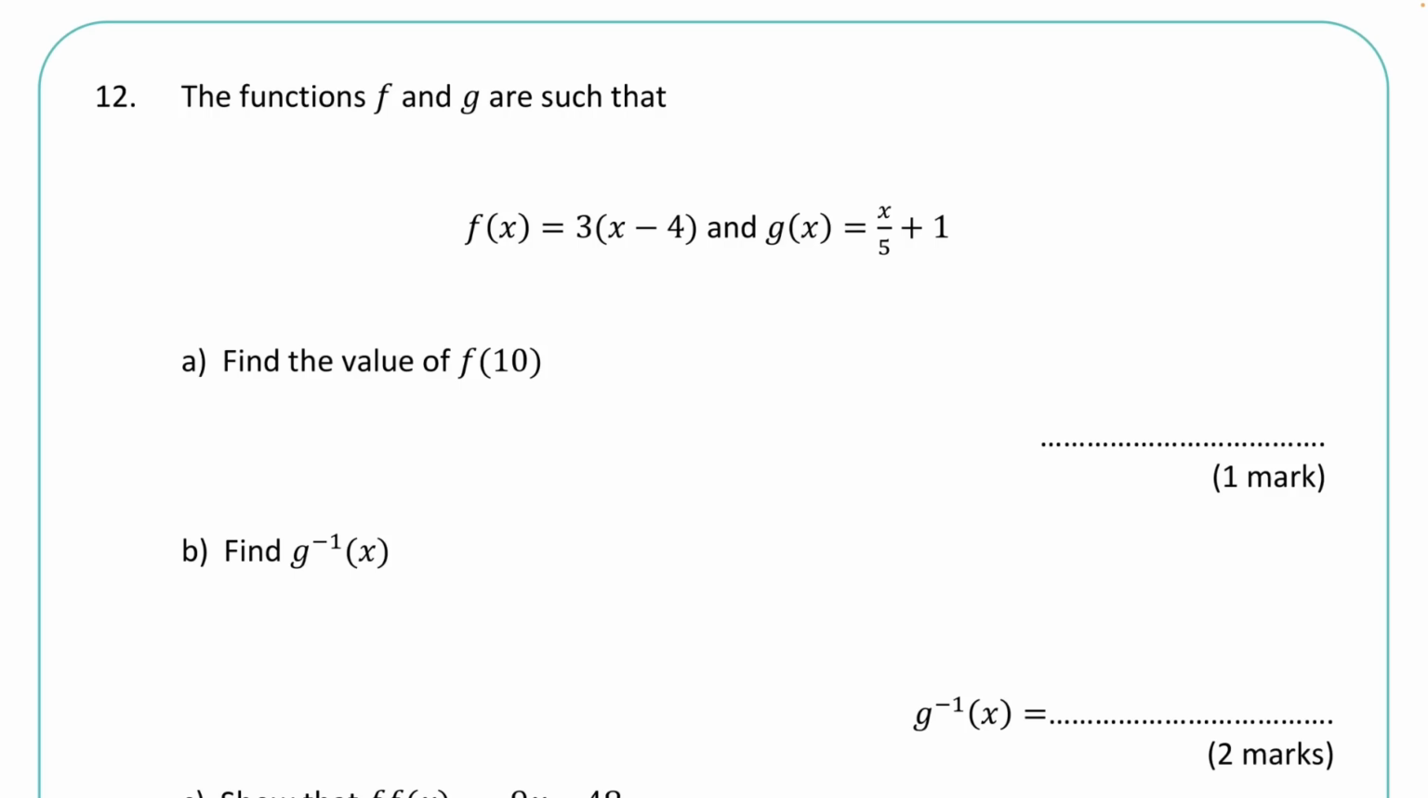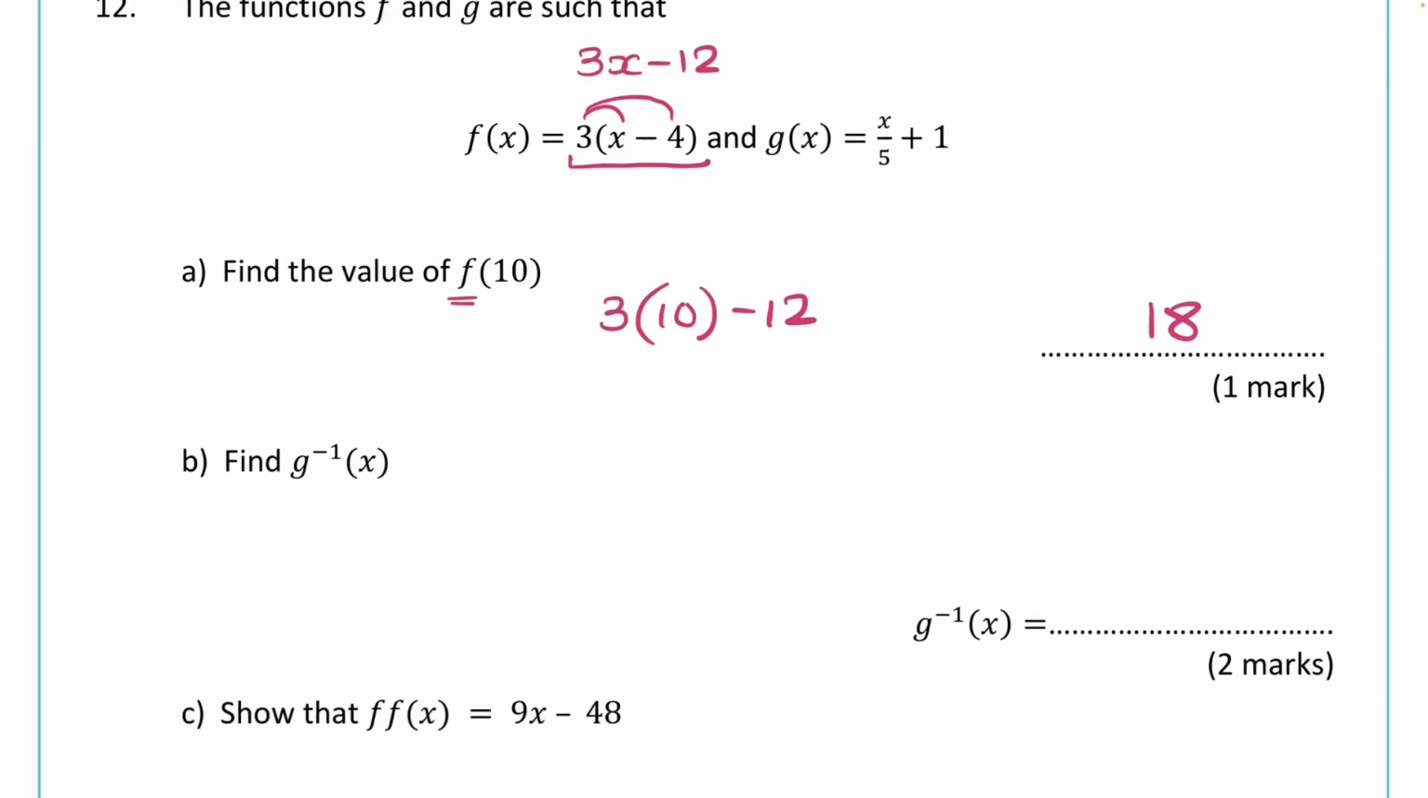So for part A, it says to do the function of 10, which means we're going to use the f function, which is right here. And typically, if there's any brackets involved, we're going to want to expand that. So that'd be 3x minus 12. There we go. Now that makes substituting into it a lot easier. So we have 3 lots of 10 minus 12. You can do this on the calculator if you want, but that's just 30 take away 12, which is 18. So we just get 18 for part A. Not the trickiest question there.